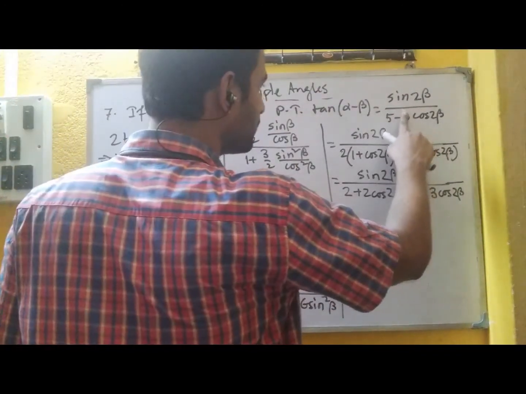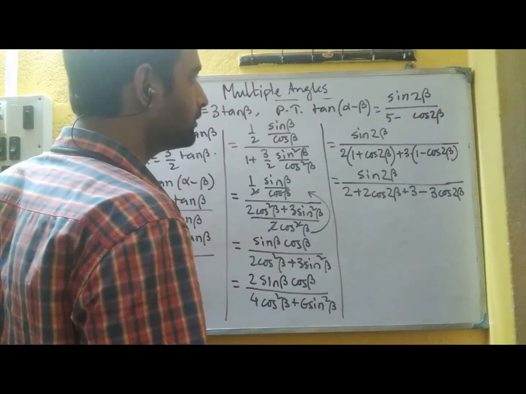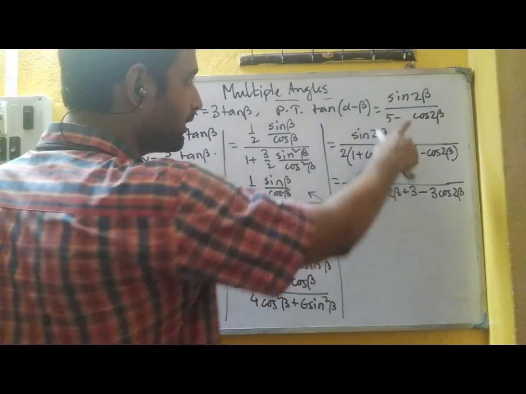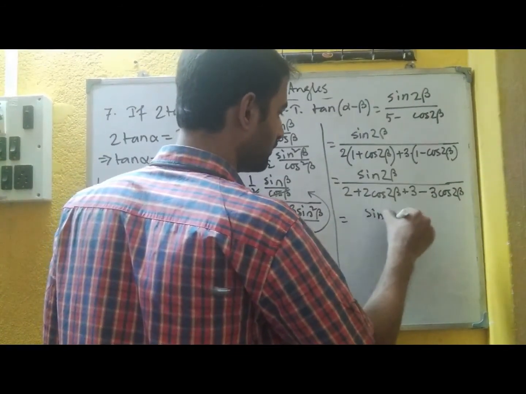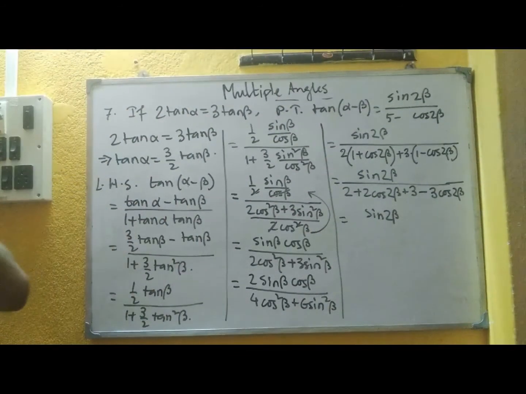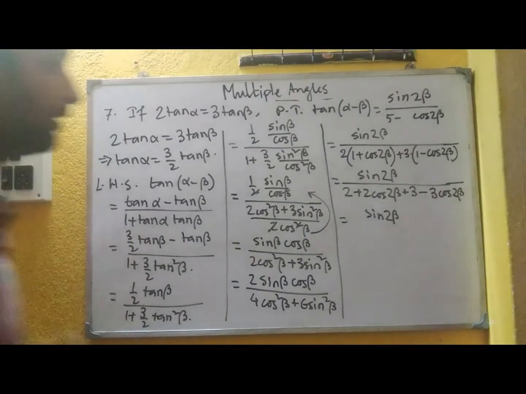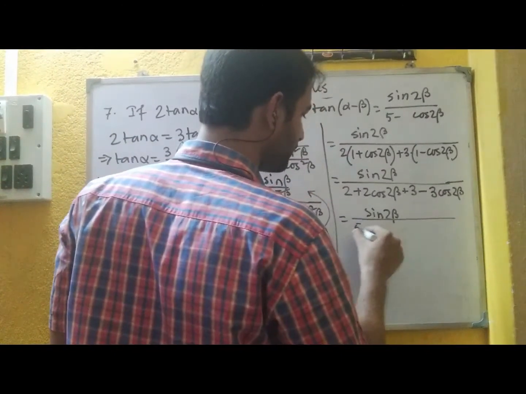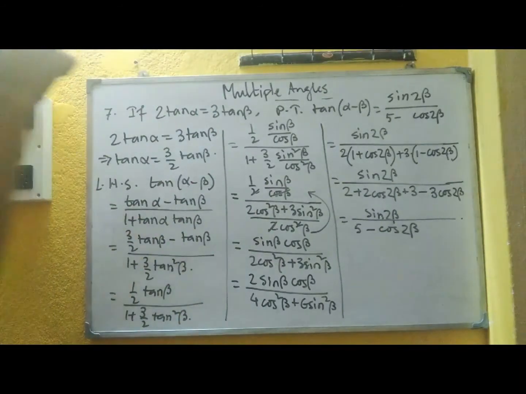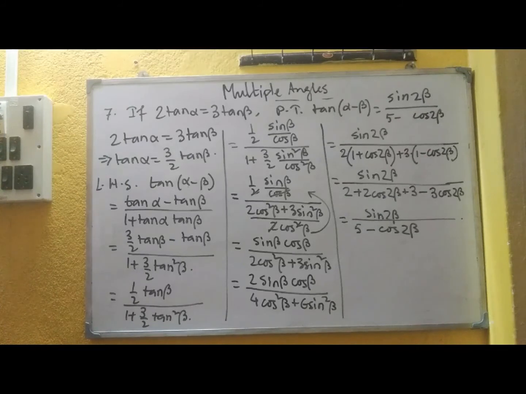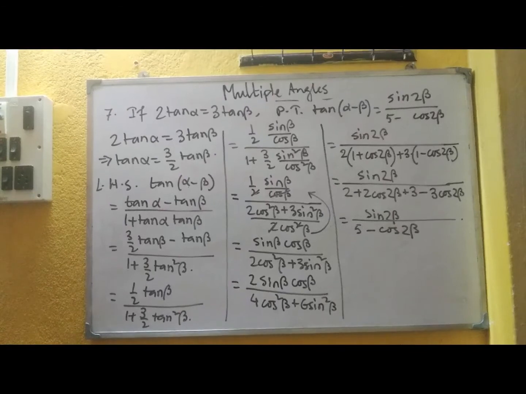Sorry, there is a fault here, it should be 5 minus cos 2 beta. So then see, it has come. It is sin 2 beta in the numerator and then it is 5 minus cos 2 beta in the denominator. So it is done. This is the solution for this sum. Very important sum for boards. Please see it carefully.